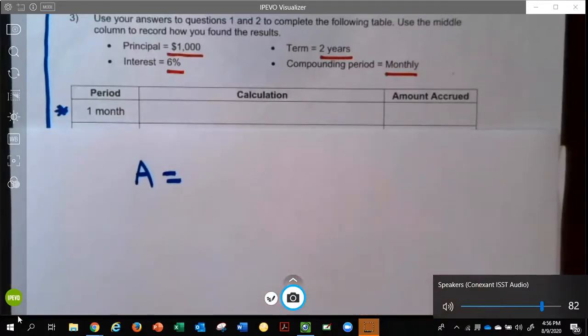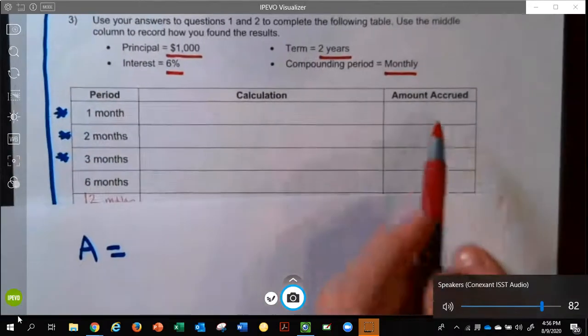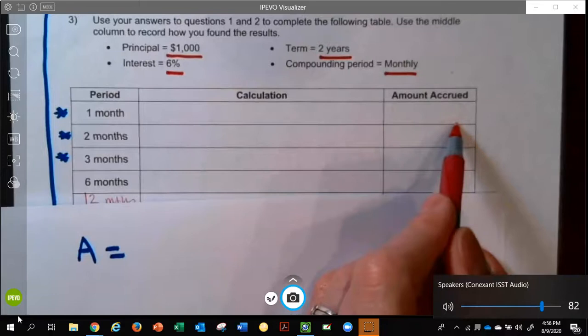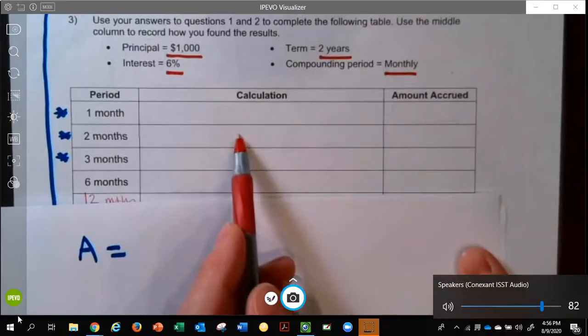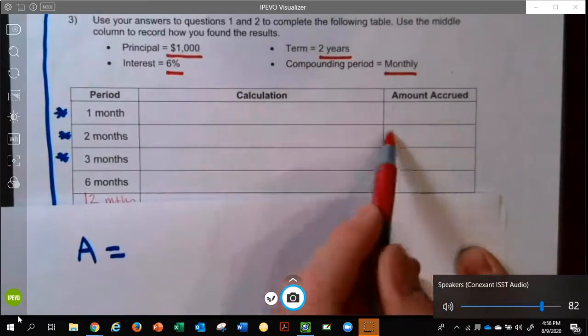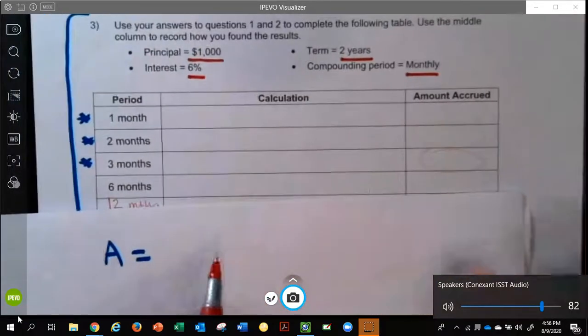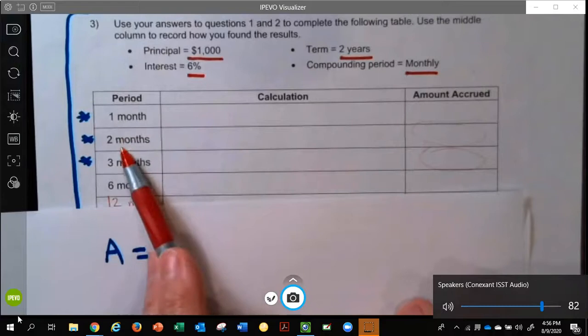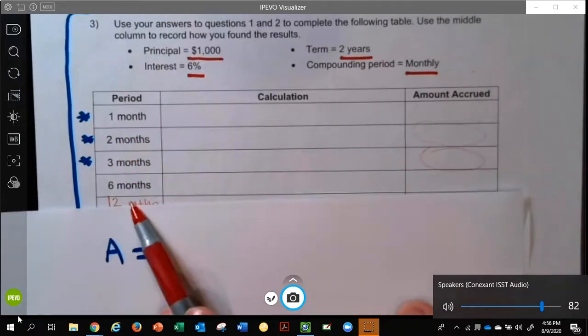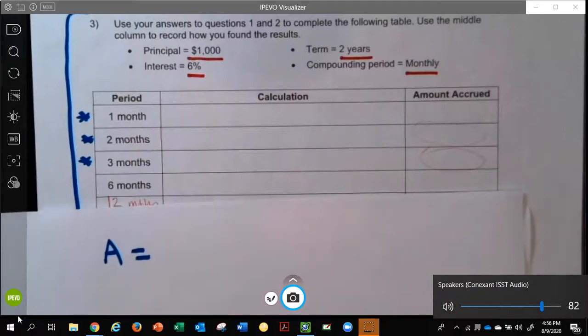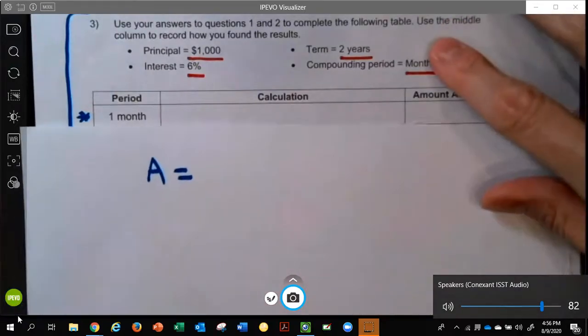compounding, so I'll go ahead and say, on the compounding, I'm going to take the amount accrued here and then repeat the process here. Then take the amount accrued here, repeat the process here, etc. And that's going to be great as long as I'm going month by month by month. But this 6-month thing, I'm not going to want to keep doing that. But I'll play along for right now.